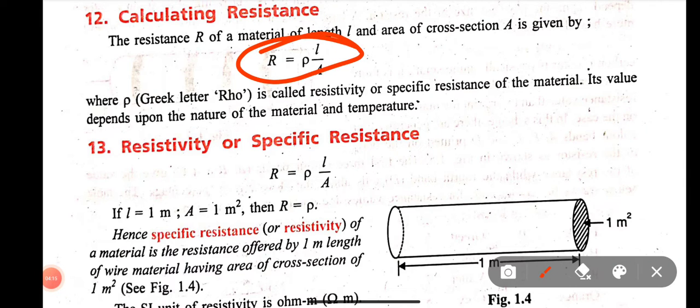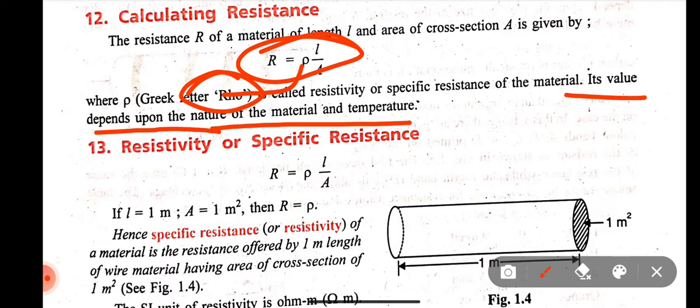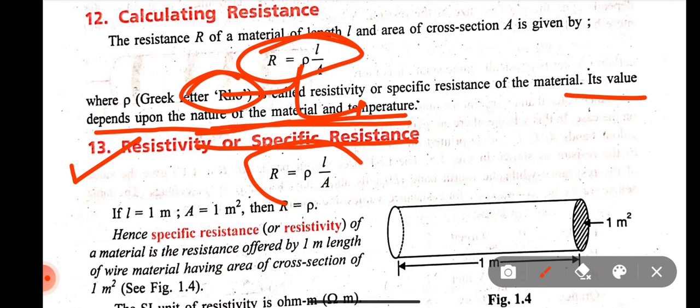As I told you, this is known as rho, and its value depends on the nature of the material and the temperature. Point 13 is resistivity or specific resistance. As we know, R equals rho L upon A, right?